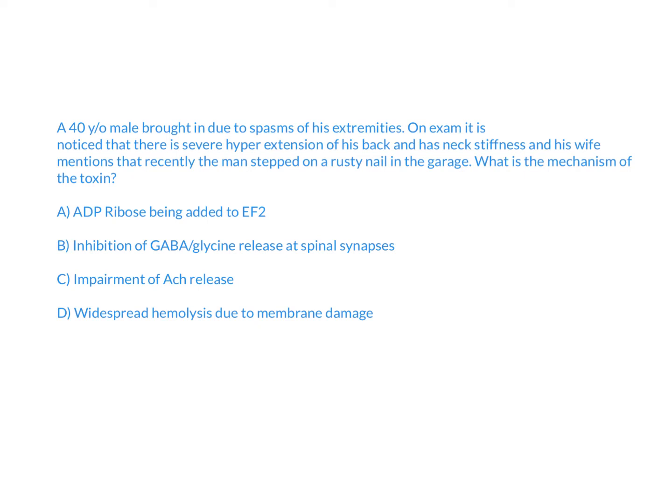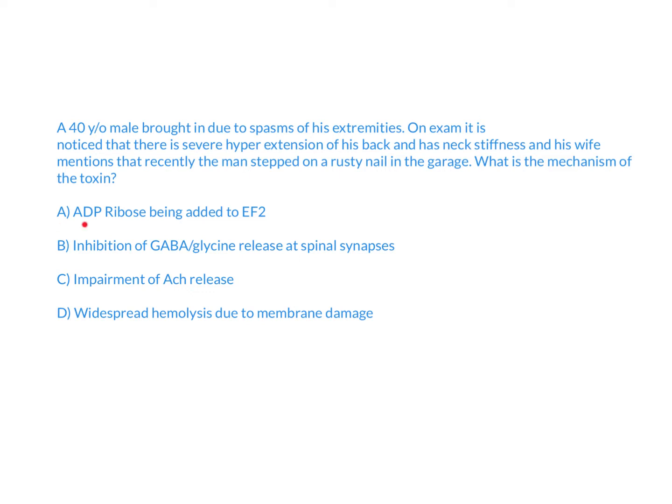So, a 40-year-old male is brought in due to spasms of his extremities. On exam, it is noted that there is severe hyperextension of his back and he has neck stiffness, and his wife mentions that recently the man stepped on a rusty nail in the garage. What is the mechanism of the toxin causing this?